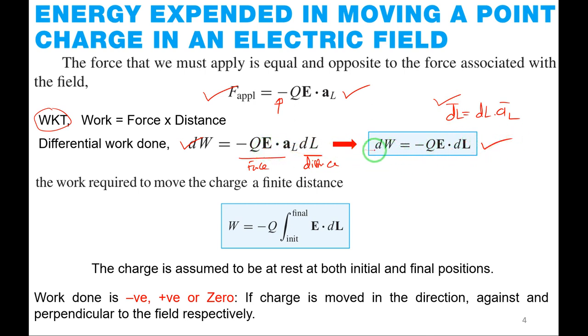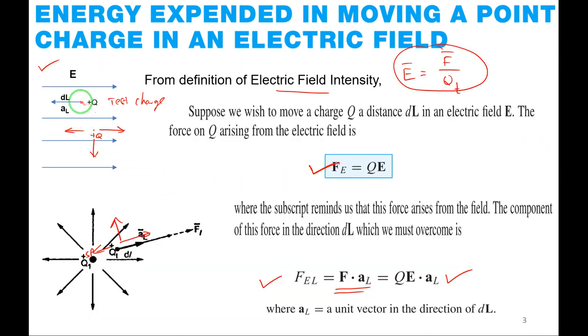So the differential amount of work done in order to move the charge through a small distance along the unit vector dl is given by minus q E dot dl. This is the small distance. Let me assume this is the initial position. Then I'll take a final position somewhere here. I want to move the charge from the initial position to the final position.